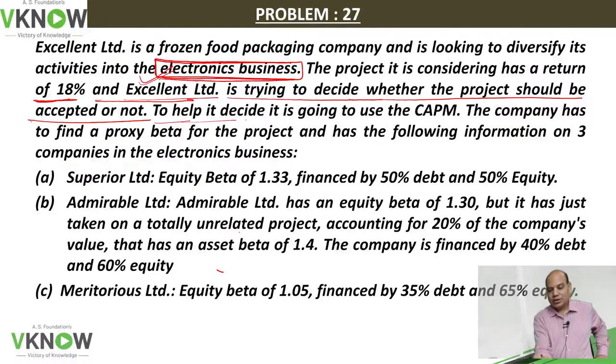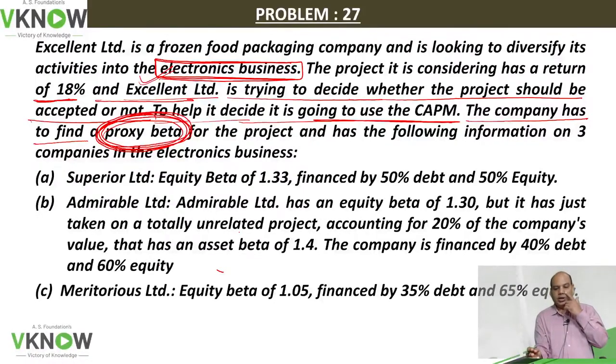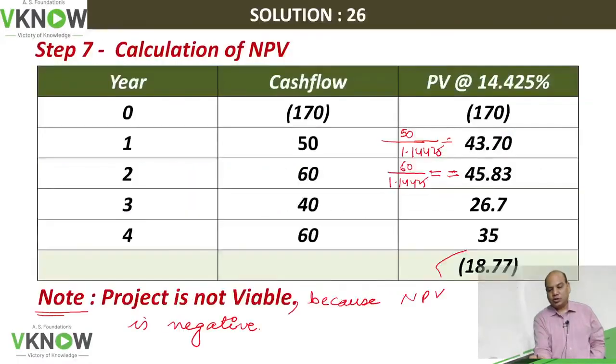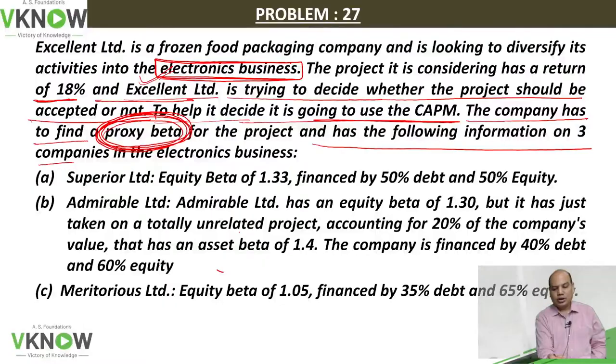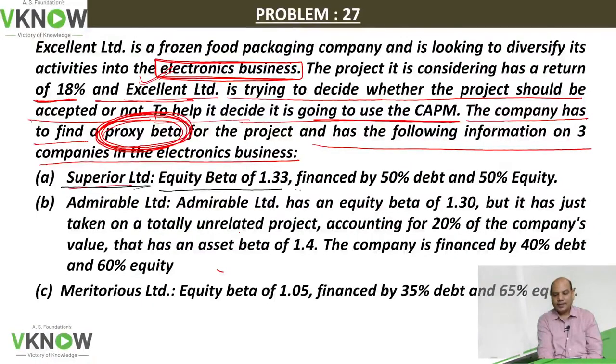To help it decide, it is going to use CAPM. The company has to find a proxy beta of a similar firm. Proxy beta means beta of a similar firm for the project. It has the following information on 3 companies in the electronics business. So this time, instead of 1 company, they have found 3 proxy companies. Their names are Superior Limited. Superior Limited equity beta is given. Debt equity ratio 50% debt, 50% equity, 1:1.